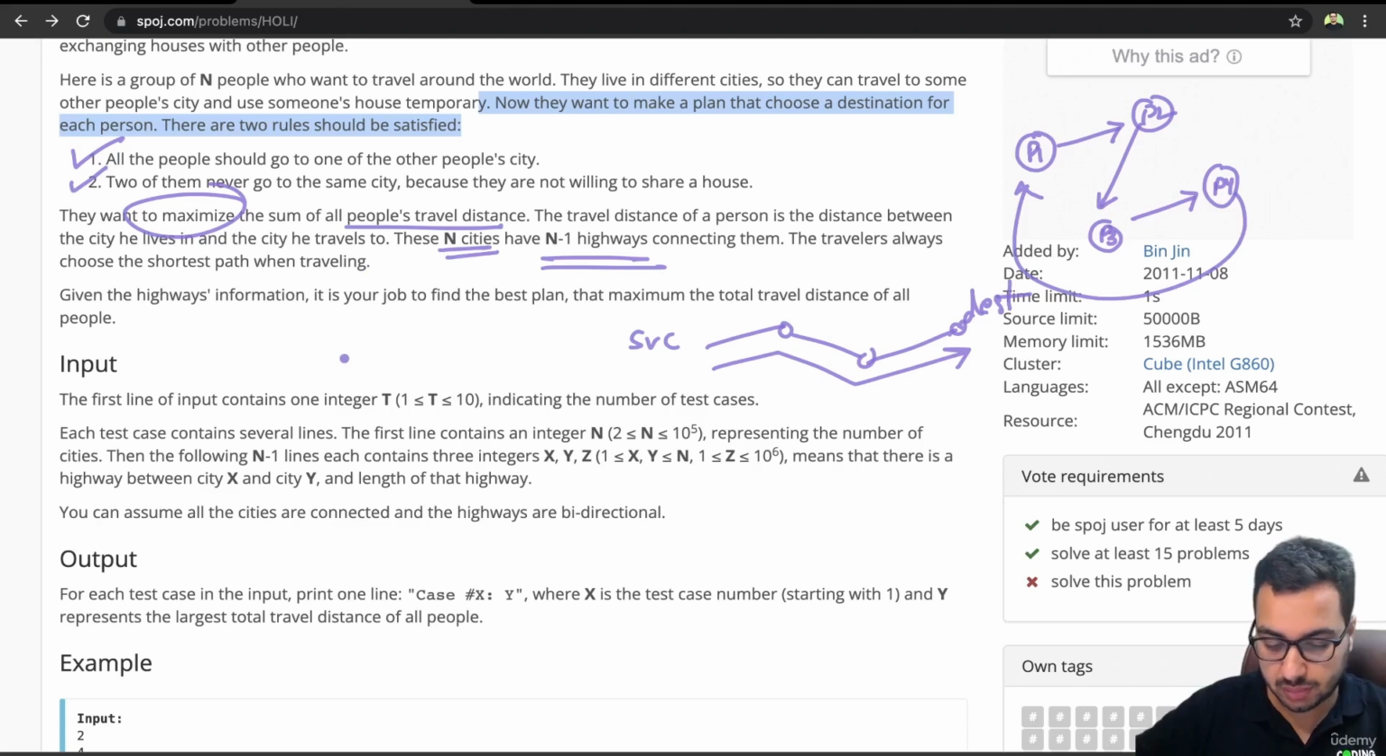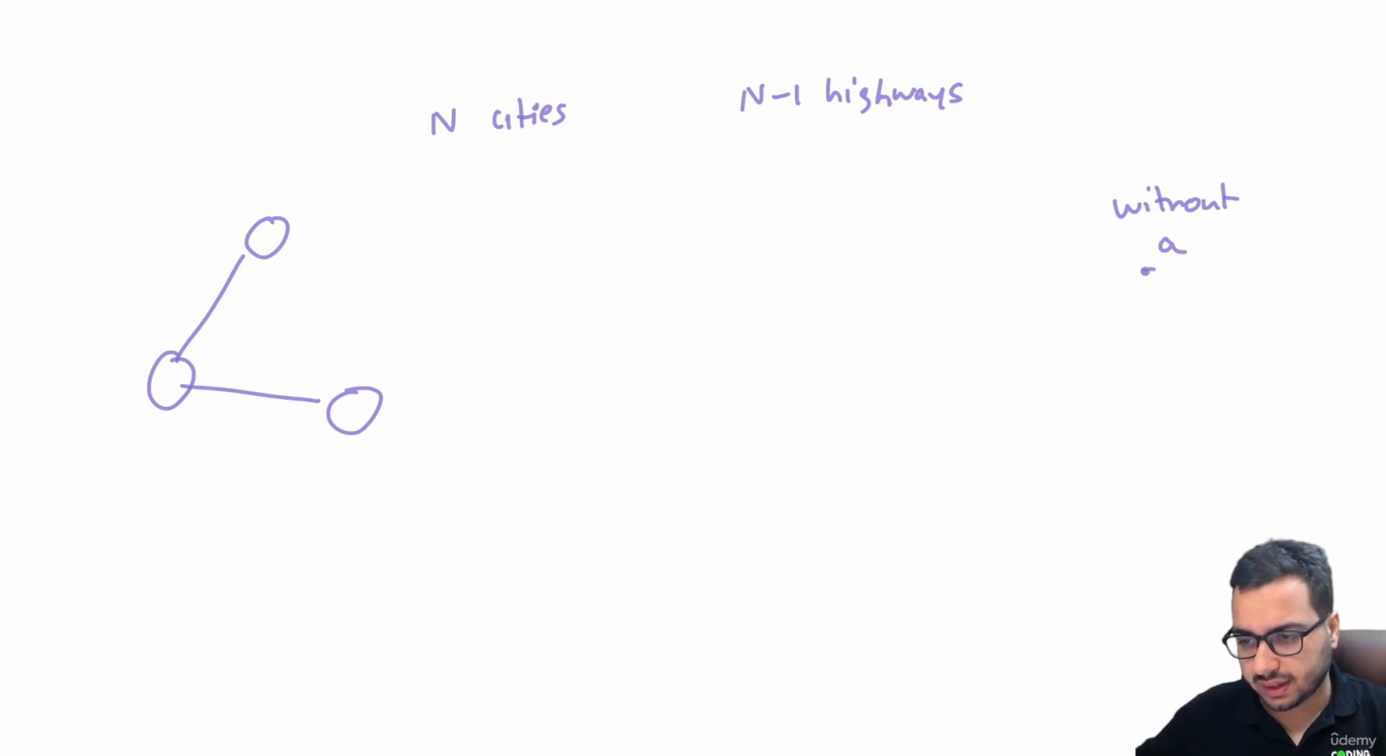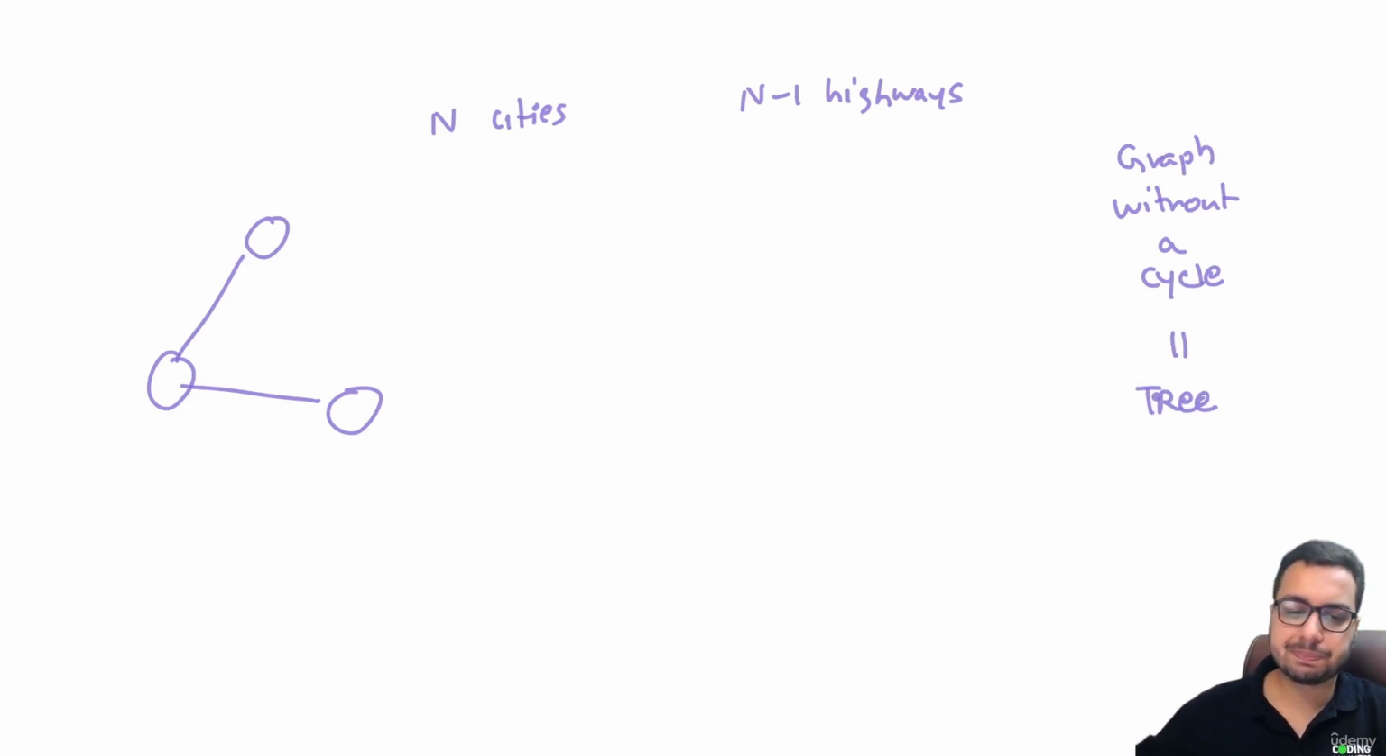Now this is something that we need to see. Effectively, there are n cities and there are n minus 1 highways connecting them. That basically means if you have 3 cities, then there are only 2 highways. That means it will be in the form of a tree, it will not be a general graph. You can say it is a graph without a cycle, and that is also called a tree. So the structure of the cities is in the form of a tree structure.